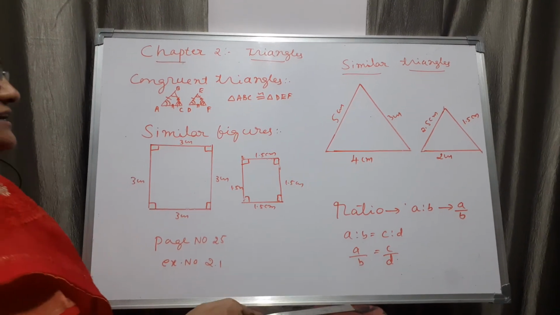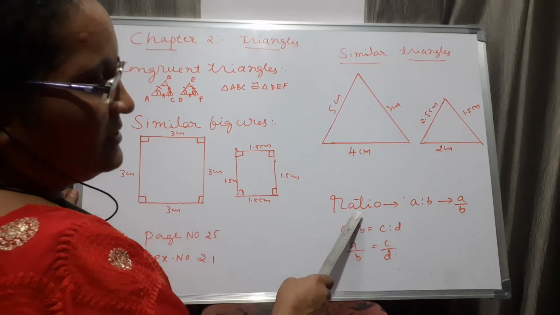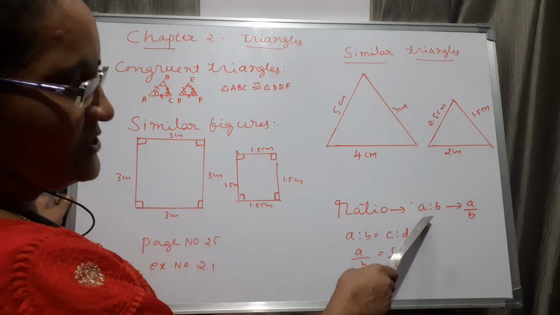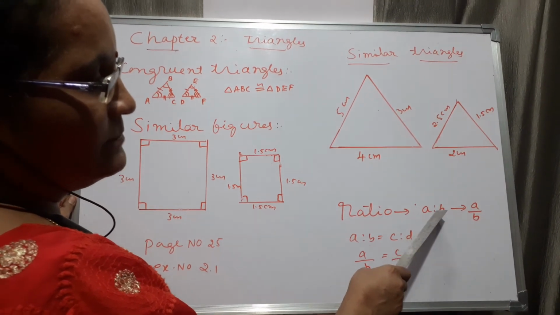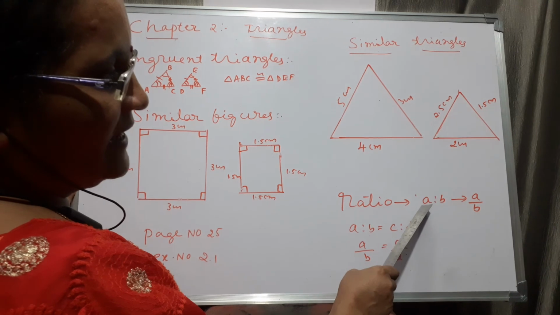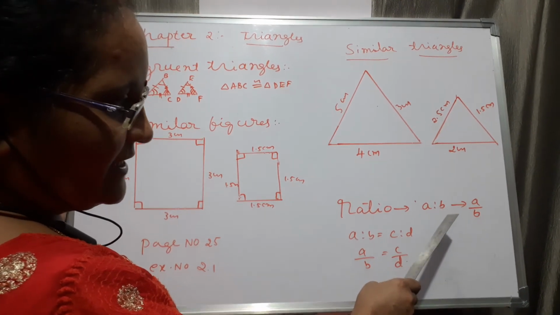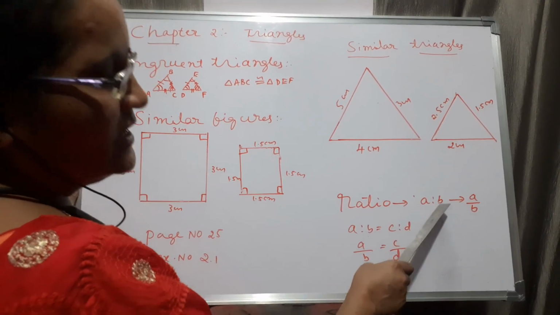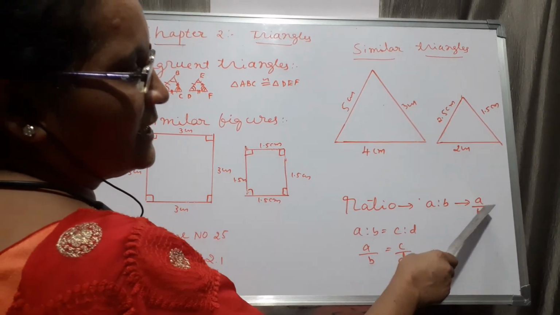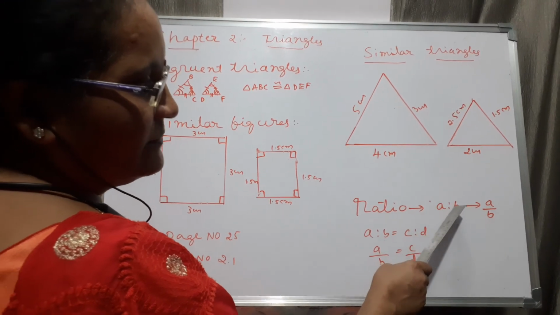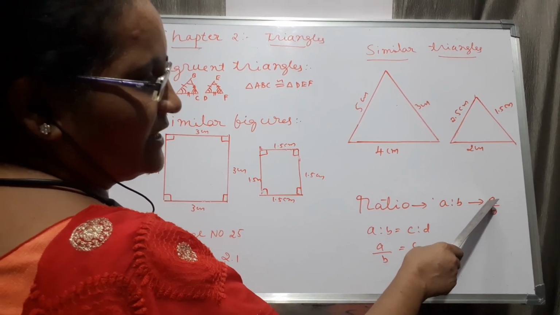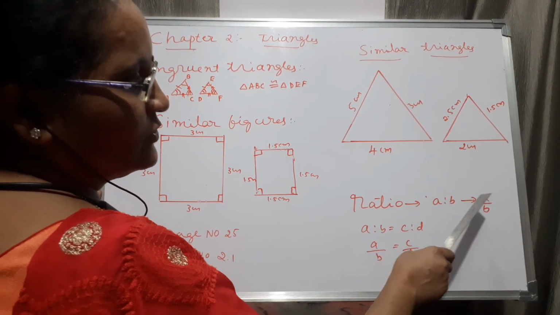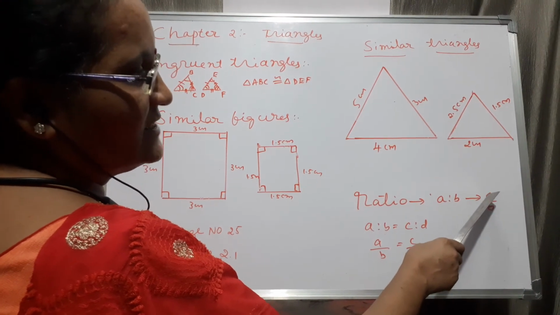Now, before that, I am taking ratio. You know the meaning of ratio. That is, comparison of two quantities of the same kind is called a ratio. Here, A is one quantity, B is another quantity. We are comparing A and B. They are called a ratio, and it is denoted by A is to B. This is one ratio. Fraction form of this ratio is A by B. A is the antecedent and B is the consequent. Therefore, A is always written in the numerator and B is written in the denominator. A is to B is equal to the fraction form A by B.